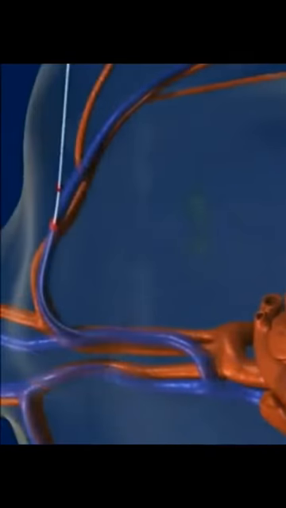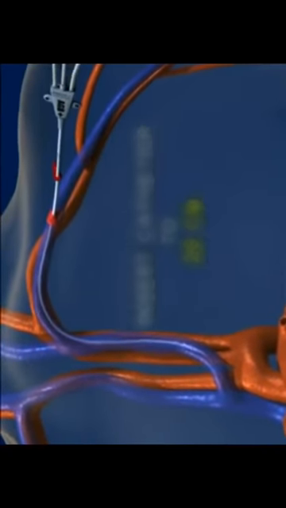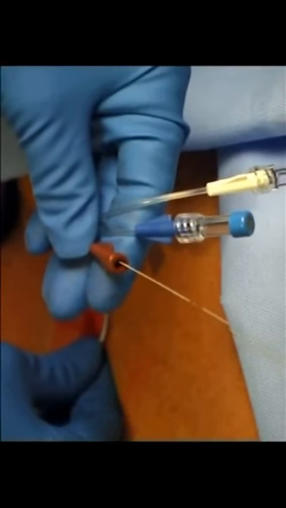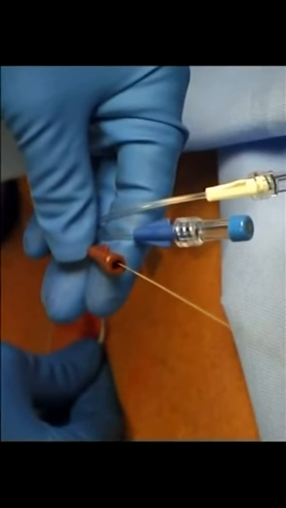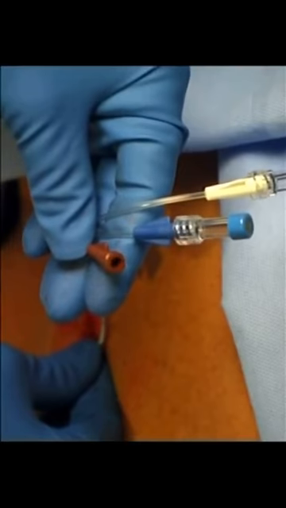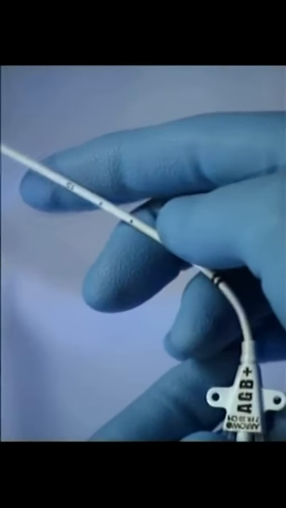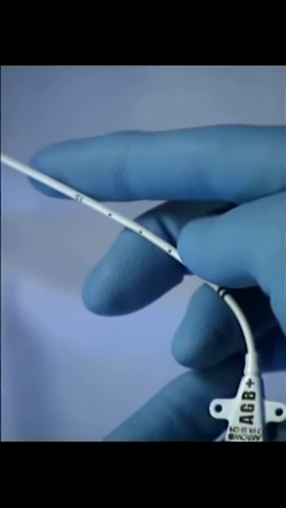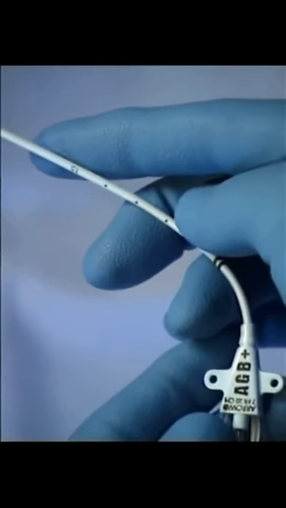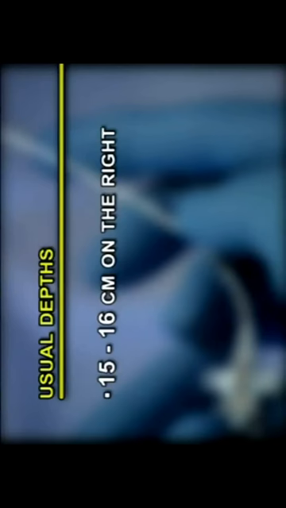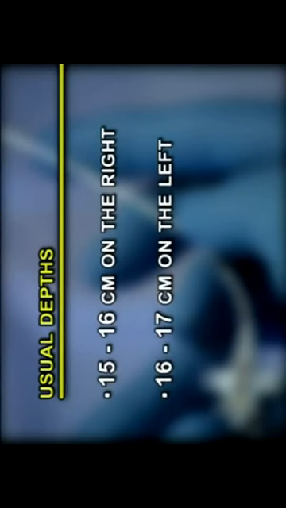Once the catheter has been inserted to 20 centimeters, the wire is removed. The catheter can then be positioned at the appropriate depth. The catheter has markings indicating the centimeters of the catheter distal to the insertion site. Usual depths are 15 to 16 centimeters on the right and 16 to 17 centimeters on the left. Final confirmation of correct catheter placement is by X-ray.